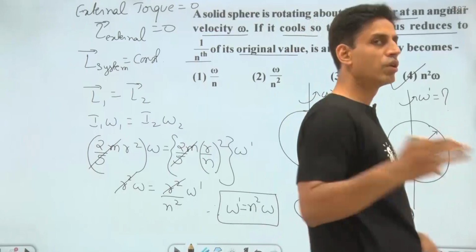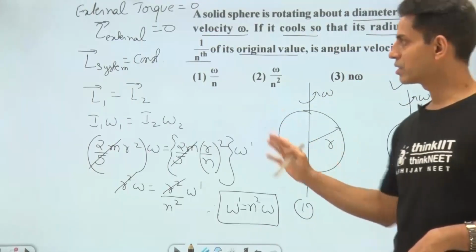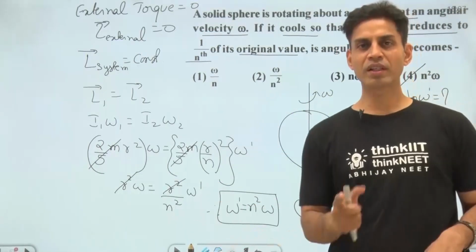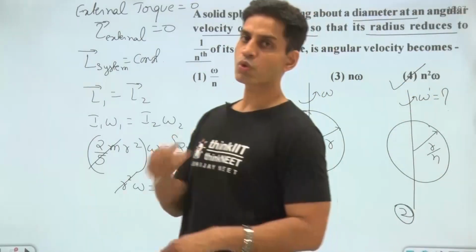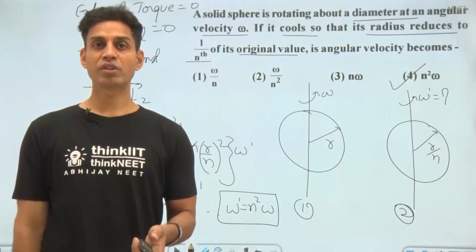So option number 4. Option number 4 is the correct answer. A very simple question based on the conservation of angular momentum. So the answer is option number 4, that is n square omega is the new angular velocity of the sphere.